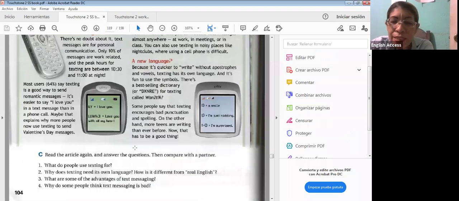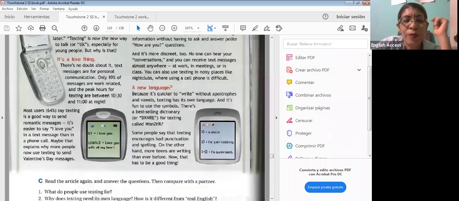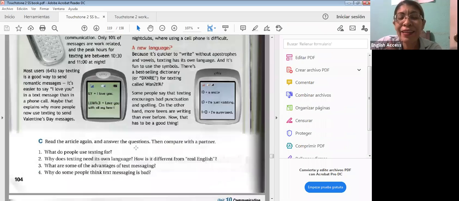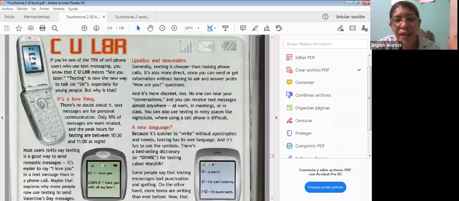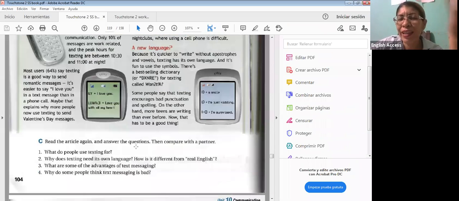Number 2, why does texting need its own language? And how is it different from real English? Because it's more risky, it's cheaper than making phone calls, and you can send or get information. Yeah, close, close. Listen, why does texting need its own language? Let's imagine that these symbols are our own language. But why? Why does texting need its own language?